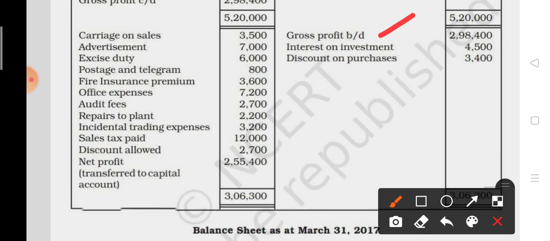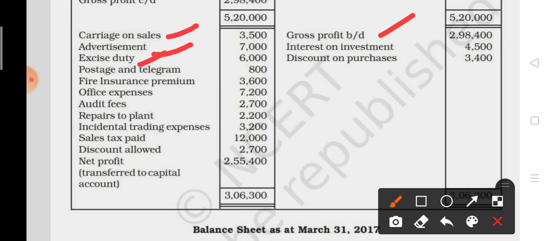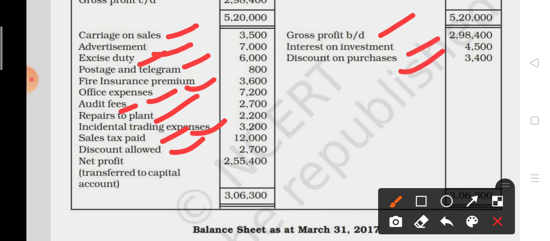So first of all the expenses: carriage on sale, advertisement. You can see in the question, this is NCERT illustration number 8, so you can check from your book. Carriage on sale, advertisement expenses, excise duty, postage and telegram, fire insurance, other expenses, audit fee, repair to plant, incidental trade expenses, sales tax paid, discount allowed. And income is interest on investment and discount on purchases.